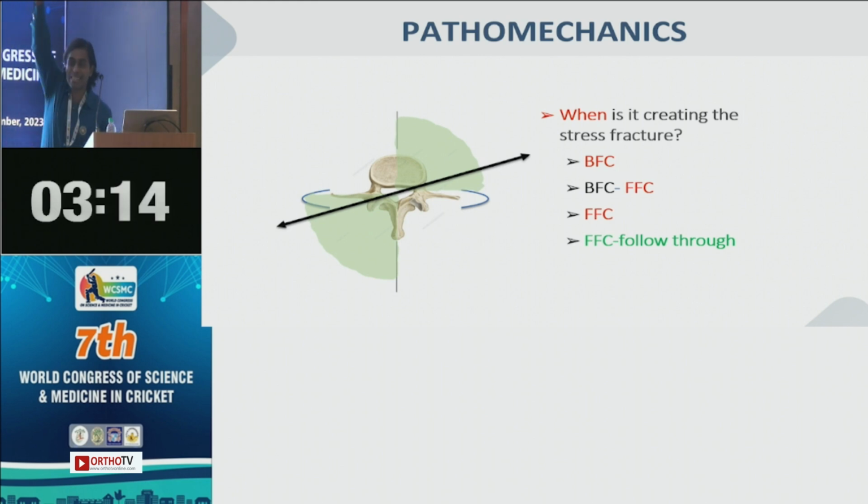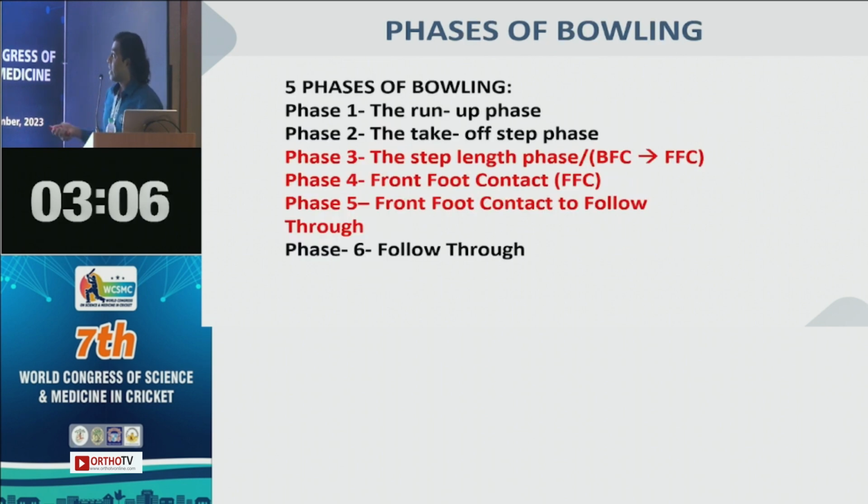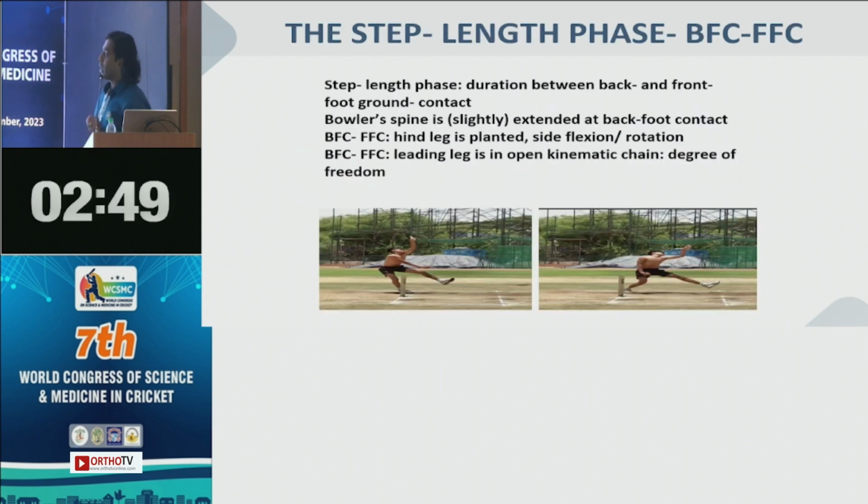It is in this region that the bowler is getting more and more predisposed, where maximum forces are also generated. So let's say there are 5 phases of bowling: the run-up phase, the take-off phase, the step length phase, the front foot contact phase, front foot contact to follow-through, and follow-through. For the sake of this presentation, I've kept it to these 3 phases because that's where our mechanical patterns are established and understood. So what is happening in the step length phase? It is a phase between back foot contact and front foot contact.